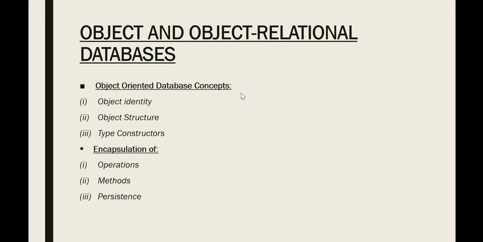Unit 4 consists of these following topics: the object and object relational database, and here they are: object-oriented database concepts, which consists of object identity, object structure, and type constructors, followed by encapsulation of operation methods and persistence.